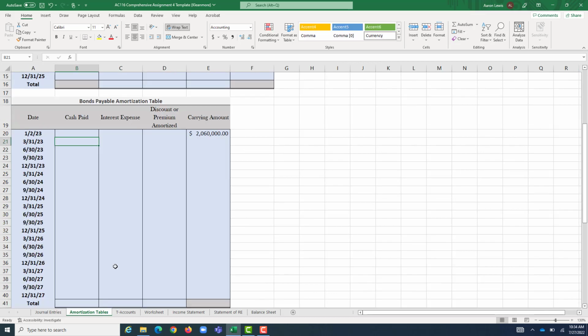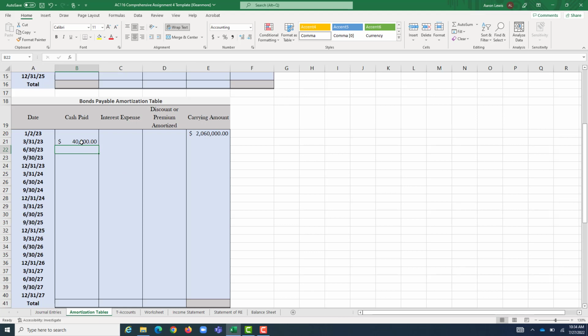So I go back to my amortization table tab. I type in $2 million, the face value, times the stated rate, which we just saw was 8%, times 1/4, and that comes out to $40,000. We're going to pay $40,000 on these bonds on March 31st, 2023 to our bondholders.